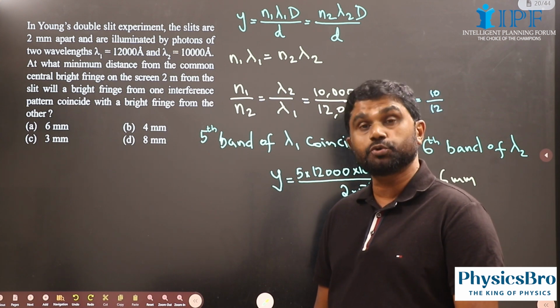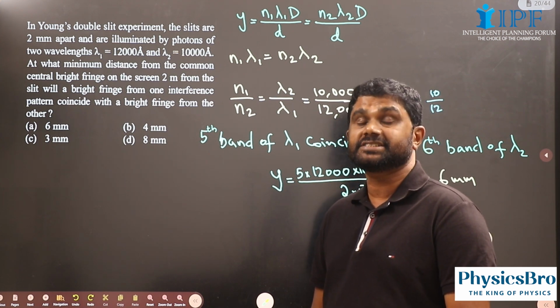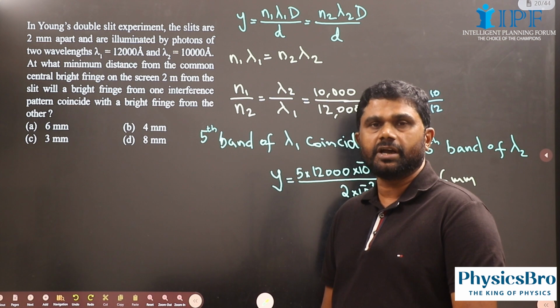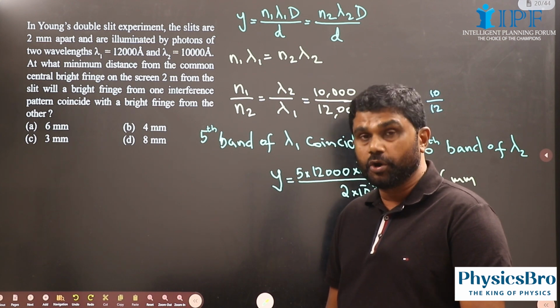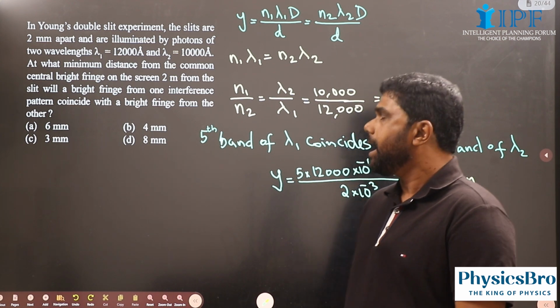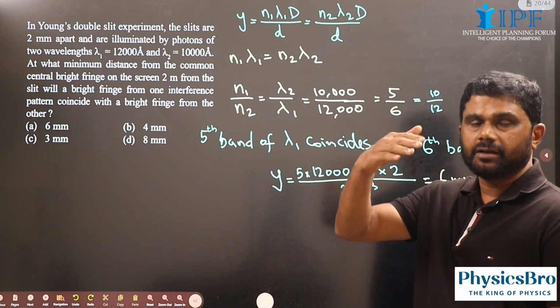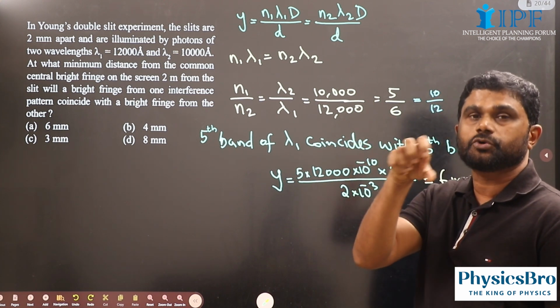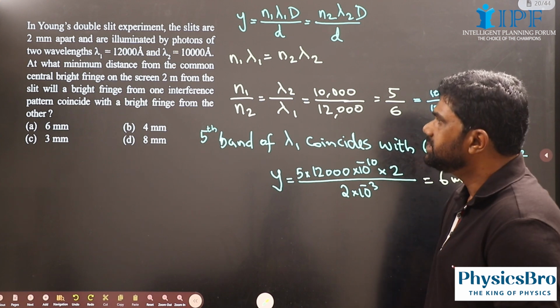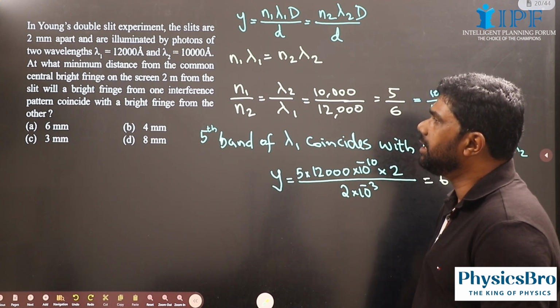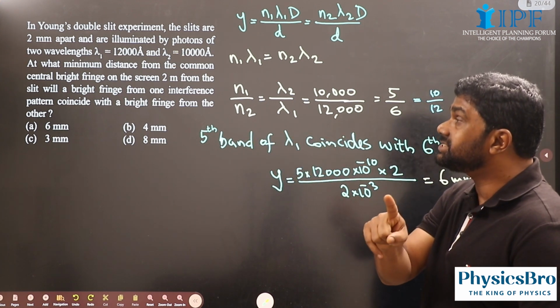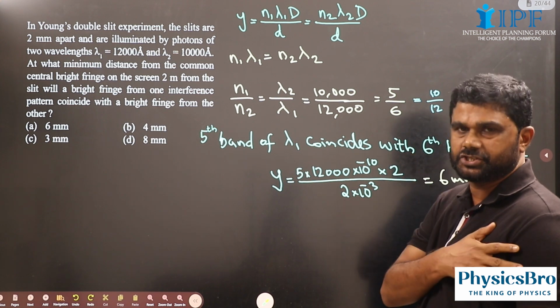See, we are using two wavelengths at the same time in the same setup. So each wavelength will produce its own interference pattern. There will be points where the bright bands of the two patterns coincide. Here we have to find the minimum distance from the common central bright fringe.